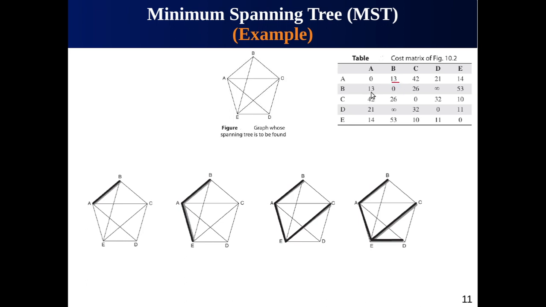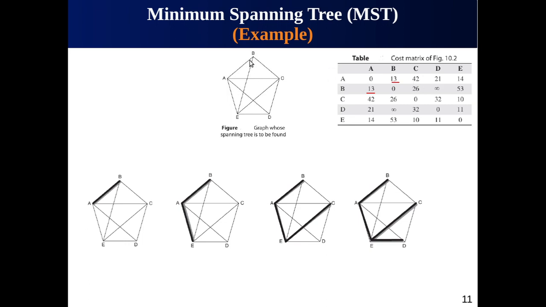And from the opposite side, from B to A, the distance is also 13, because this graph has no directions. It's not a directed graph. So the distance is the same from A to B and from B to A. From either side, you will have to travel the same distance. Okay? And similarly, the distance for each and every pair of cities is mentioned in this table.